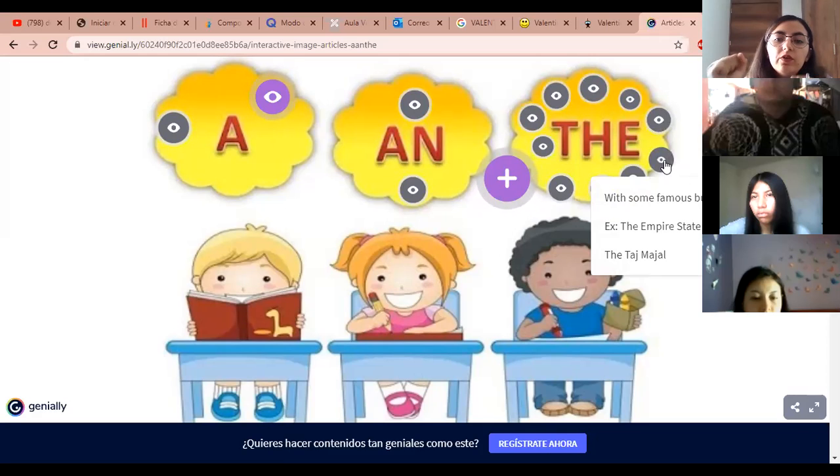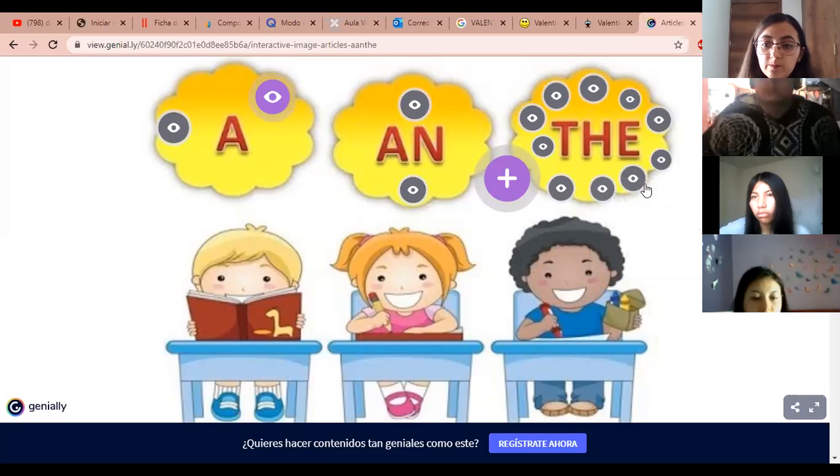And also, look at this, when you are talking about or describing a very important or famous building, you're going to use the article the before the name of the building. For example, the London Eye, the Empire State, or the Taj Mahal. Those are very, very iconic places of different countries. So when you want to talk about famous buildings, you're going to use the article the. For example, the Statue of Liberty in the United States. It's a famous building. Everybody knows that place.